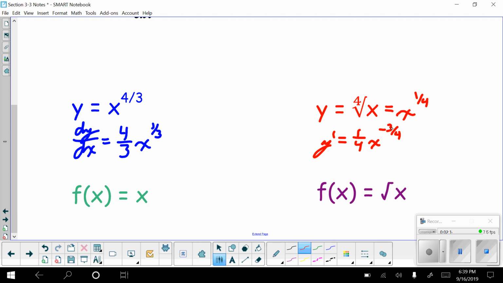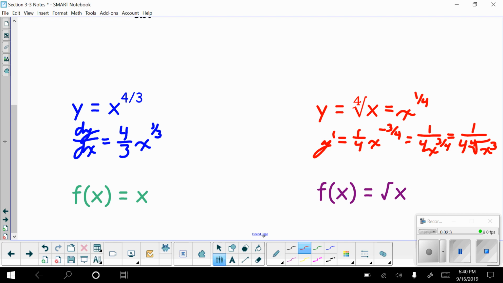Now, if I wanted to change this back into a radical, first I would have to deal with a negative exponent. So remember, negative exponents do the reciprocal of the base. And that would be 1/4 times the 4th root of x cubed.